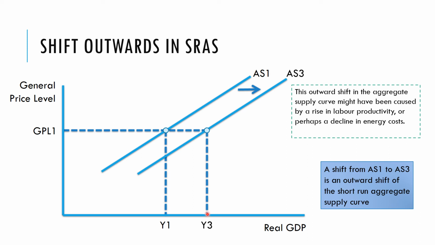A different way of looking at it is that they would only have supplied Y3 originally if the price level had been up here. But now their workers are more productive and energy costs have decreased. They're actually willing to supply Y3 at this price level here. So again, we see a movement to the right, an increase in demand if what's happening would encourage businesses to produce more. Sorry, an increase in supply.